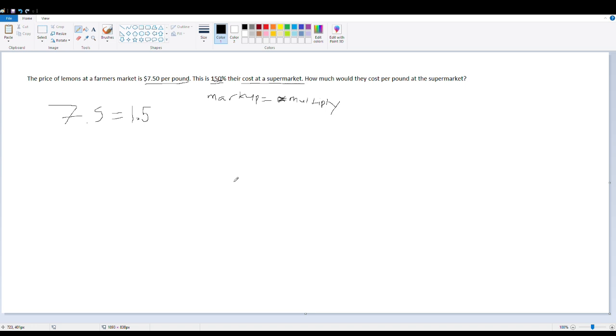Now, we're nearly there. We need a value for the cost per pound at the supermarket. Let that be X. Now, all we have to do is divide 1.5 from both sides. That cancels out, which means X is equal to 7.5 over 1.5. Now, let's just divide that.